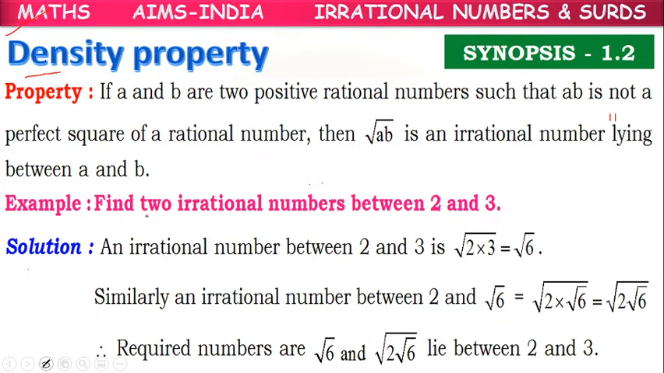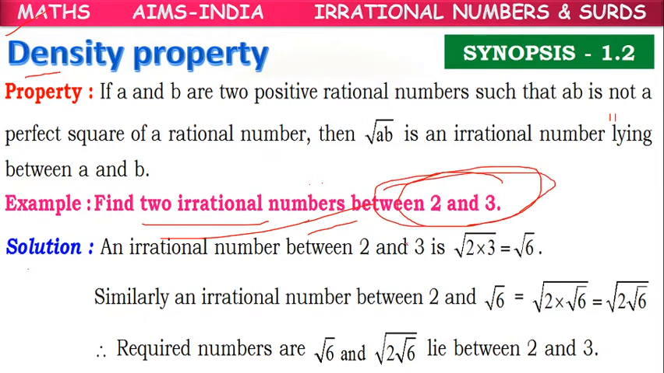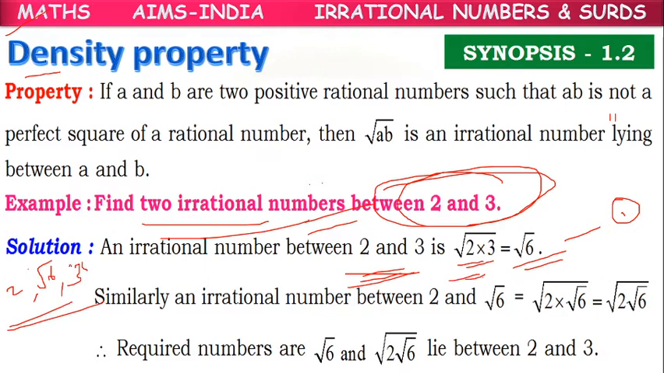Now here we have an example. Find two irrational numbers between 2 and 3. What to do? Root of AB means root of 2 into 3, which is root 6. Root 6 is the first irrational number. If they are written in ascending order, they will be like this: 2, root 6, 3.